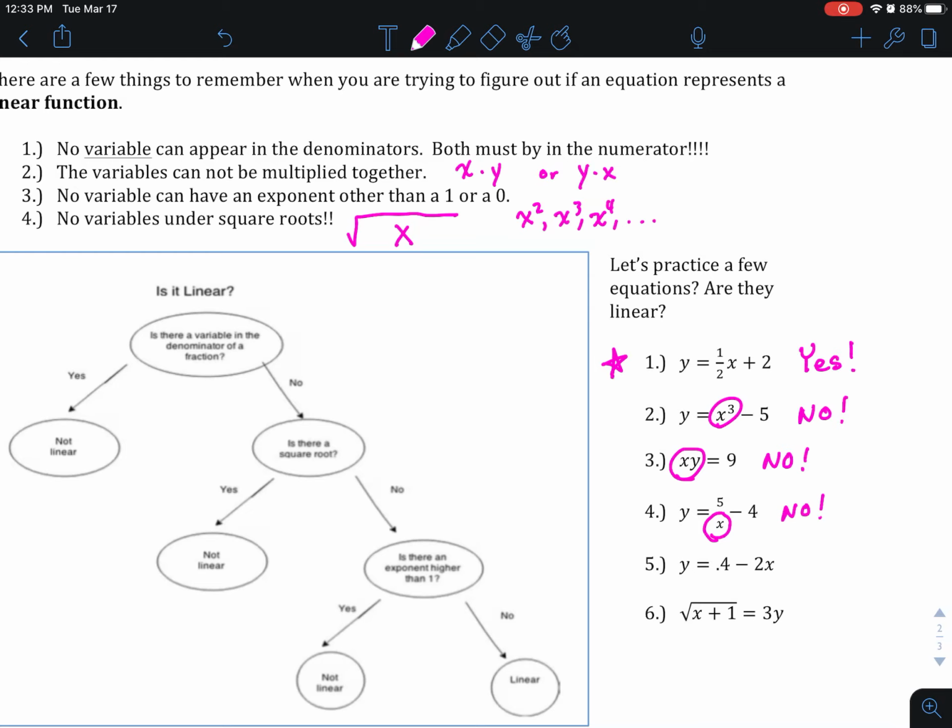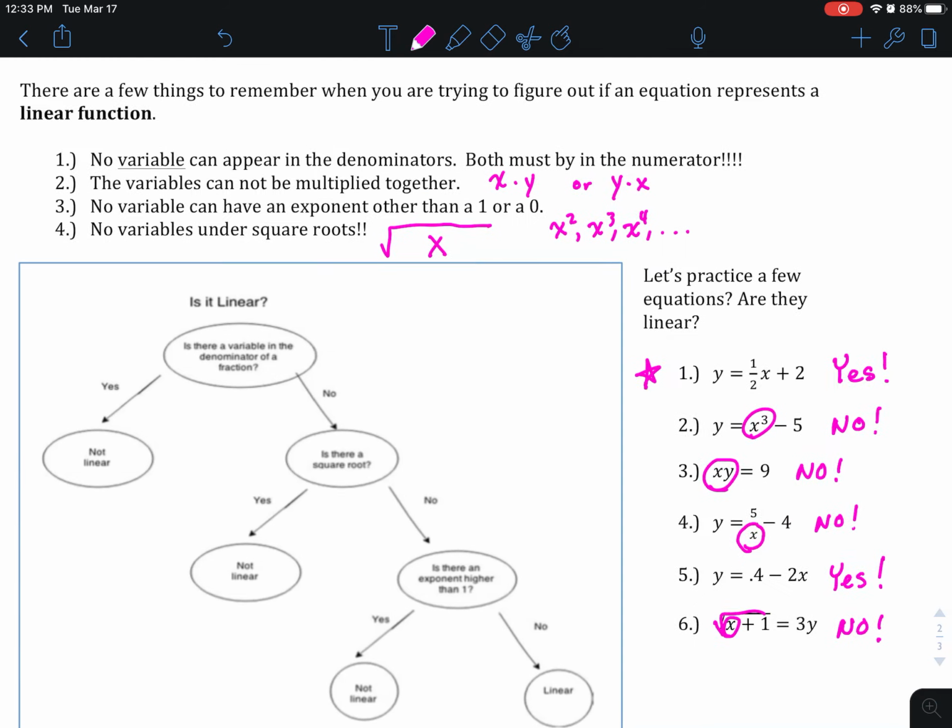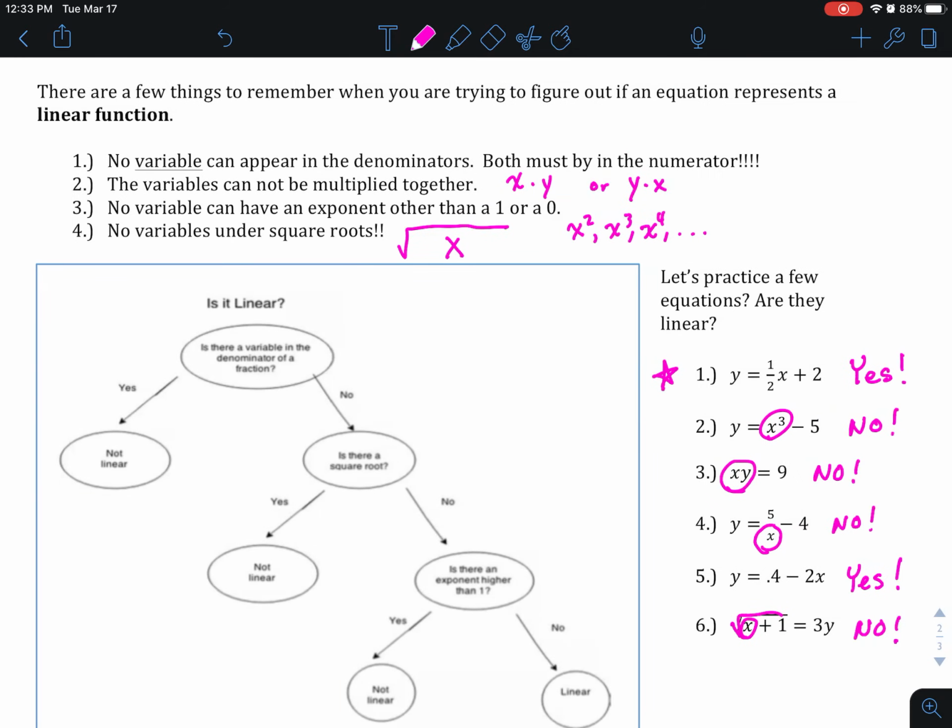Number 5. It passes all of our rules. So yes, this is linear. And lastly, number 6. There's a square root. We have an x underneath the square root. This one is not a linear function. So just by inspection, we can tell whether or not the function or the equation is linear or not. You just have to think about those 4 things.